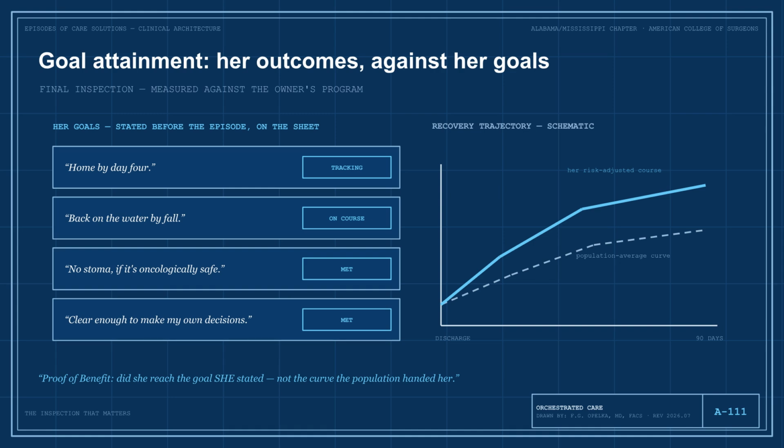Finally, we measure success by goal attainment. By tracking the patient's own stated goals, like returning to the water by fall, against their risk-adjusted trajectory, we can see if we are delivering the right outcomes. Proof of benefit means measuring what the patient achieved, not just the generic curve the population followed.